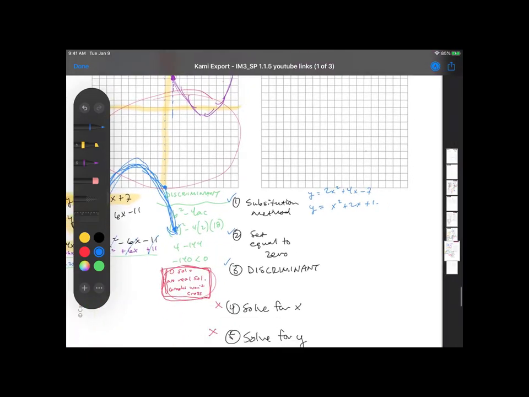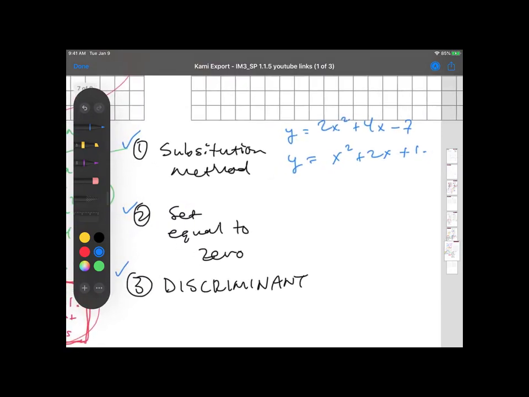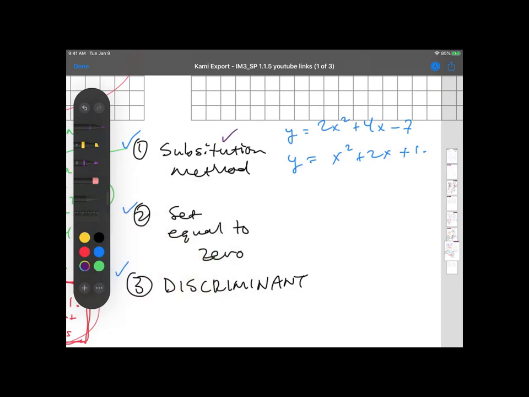Hey guys, let's go over D10. We're down below. We're trying to solve these quadratic systems, and we're going to use the substitution method. So let's go ahead and use the substitution method. Let's do that.